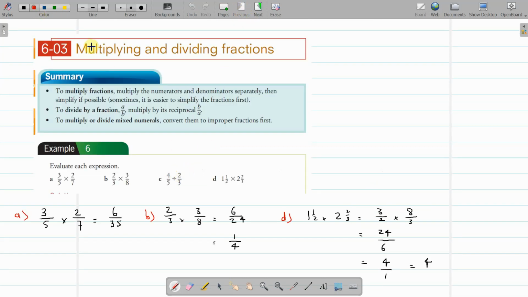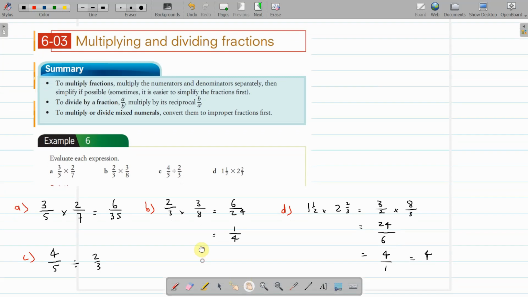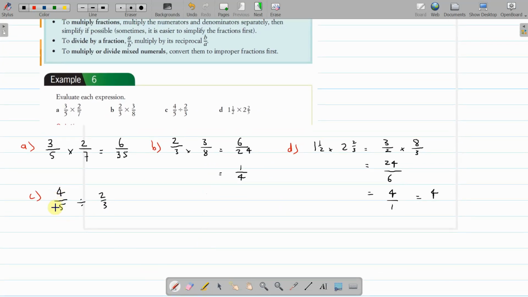So here, part C, the question will be written like this. That means the first fraction stays the same. Then you write the multiply sign. Second fraction reciprocal. Denominator becomes numerator. Numerator becomes denominator. Multiply. 4 times 3 is 12. Denominators, 5 times 2 is 10. 12 over 10, simplify to 6 over 5.